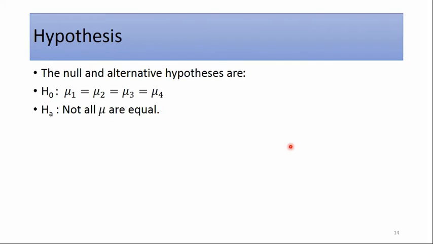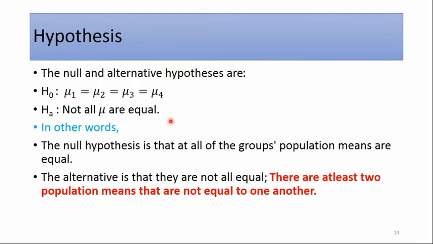Hypothesis in this case: the null hypothesis is mu1 is equal to mu2, equal to mu3, equal to mu4, and the alternative hypothesis is that not all mu are equal. In other words, the null hypothesis is that all of the groups' population means are equal. The alternative hypothesis is that there are at least two population means that are not equal to one another.